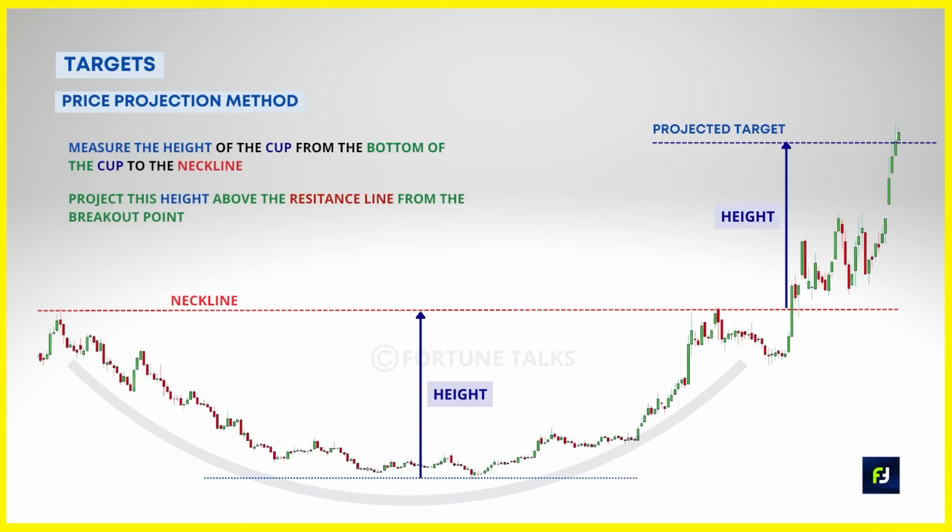The first method is obviously the classic price projection method. Here we measure the height of the cup from the bottom of the cup to the neckline and then project it from the breakout point above the neckline. This will be your future profit target.